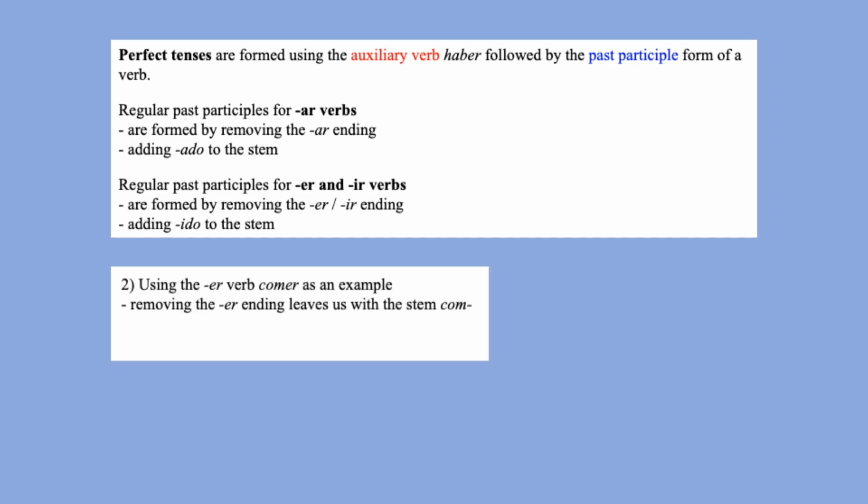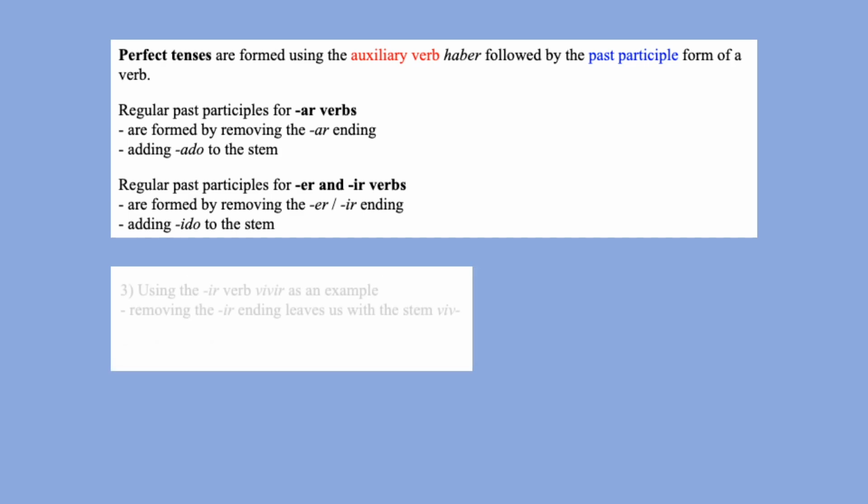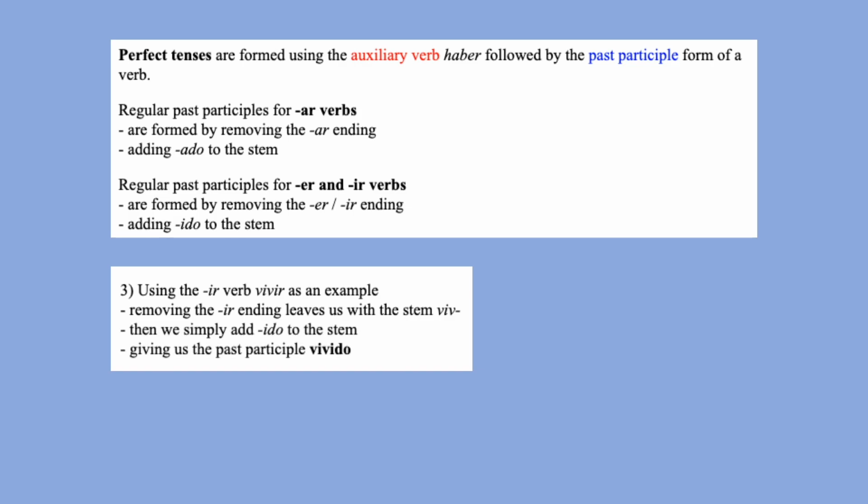For comer, we remove the infinitive ending, giving us a stem com. We then add ido to the stem, giving us the past participle comido. For vivir, we remove the infinitive ending, giving us the stem viv. We then add ido to the stem, giving us the past participle vivido.